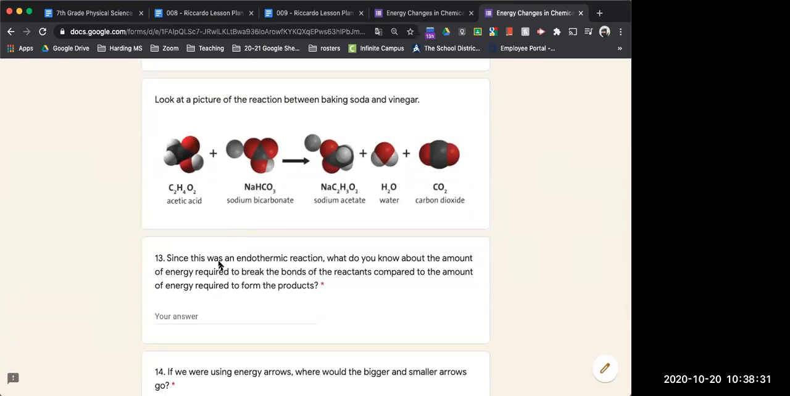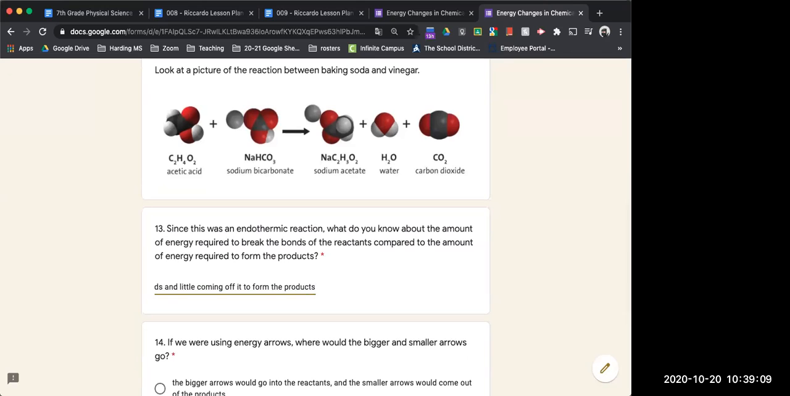This is an endothermic reaction, which means that a lot of energy goes in to take it in, so it's colder, and a little bit comes out. All right, since this is endothermic, what do you know about the amount of energy required to break the bonds of the reactants compared to the products? There's a lot of energy to get in to break the bonds, and a little coming off to form the product.